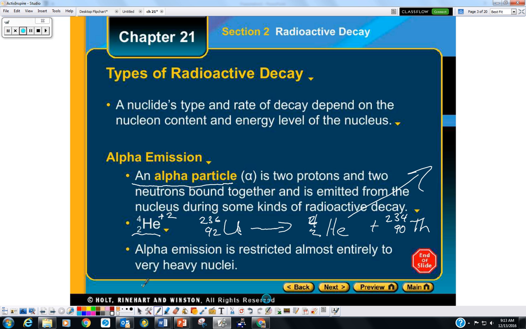An alpha particle is the heaviest or the largest of all of the radioactive emissions, radioactive decays. With them being heavy, they also are slow moving, so they're kind of the lowest energy. They're going to be the least penetrating of all the radioactive particles.